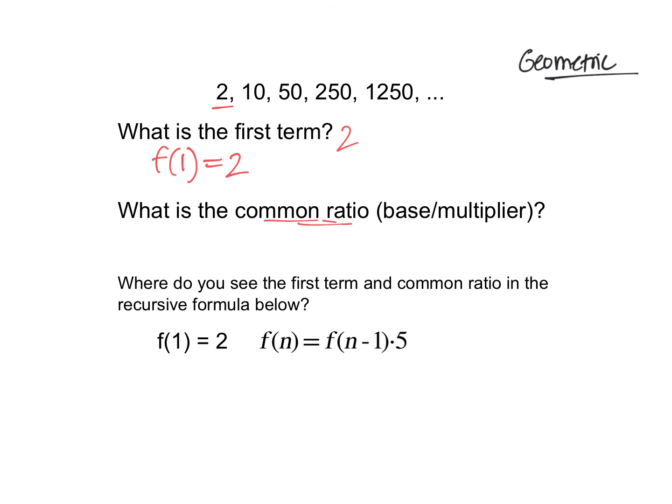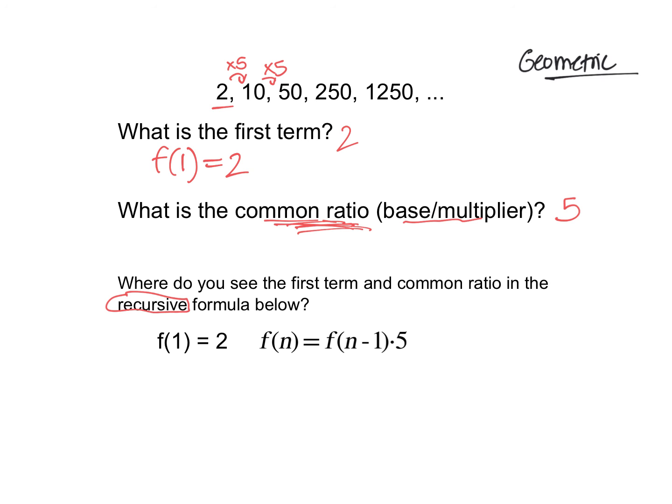Okay, what is the common ratio? It's not called common difference anymore. It's called common ratio in this one, or what is the base multiplier? You can probably quickly see this. It's multiplying by 5 each time. So that is 5. Now I just wrote a recursive formula for you.